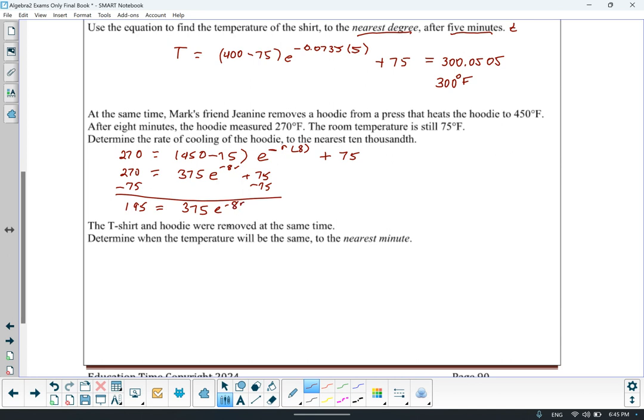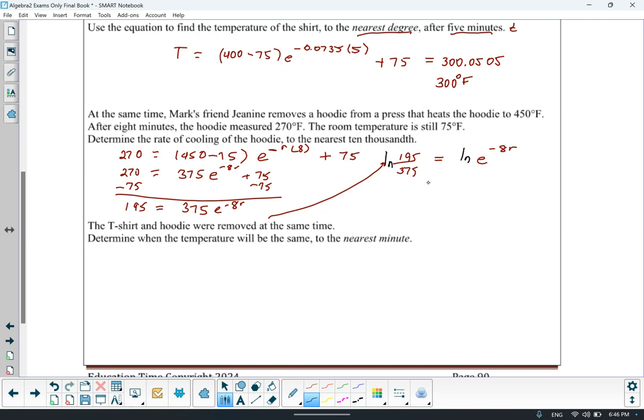The power of e is still not isolated. You now want to divide both sides by 375. So I'm going to write that here. 195 over 375 is equal to e to the negative 8r. Now, you want to solve for the exponent, so you want to log both sides, but when you have a base e, it's easier to use ln, the natural log. I'll show you why in a second.